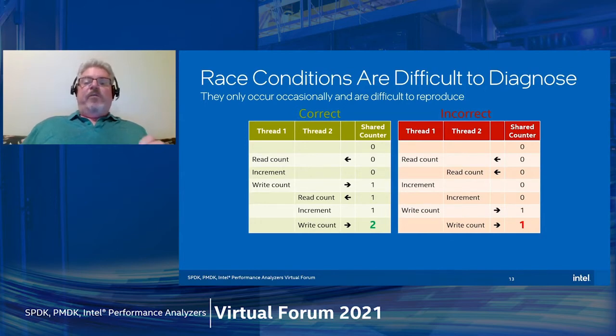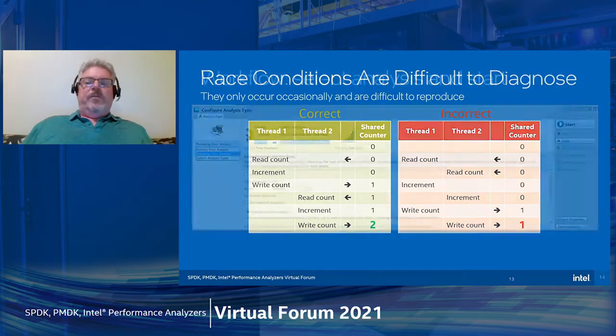In our incorrect case, we have thread 1 and thread 2. Thread 1 is first doing the read, and then immediately thread 2 is doing the read. Then we go back to thread 1, which does its increment, and thread 2 does its increment. Finally, thread 1 does a write, and thread 2 does a write. So we come up with the eventual value of 1. As you can see, depending upon the order that we process our threads, we come up with a different value. These problems are very, very difficult to reproduce, and tools like Inspector can make finding these issues much, much easier.